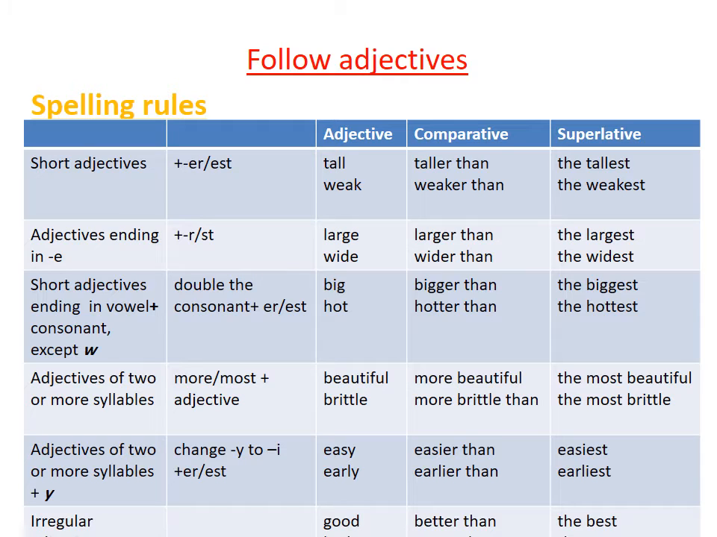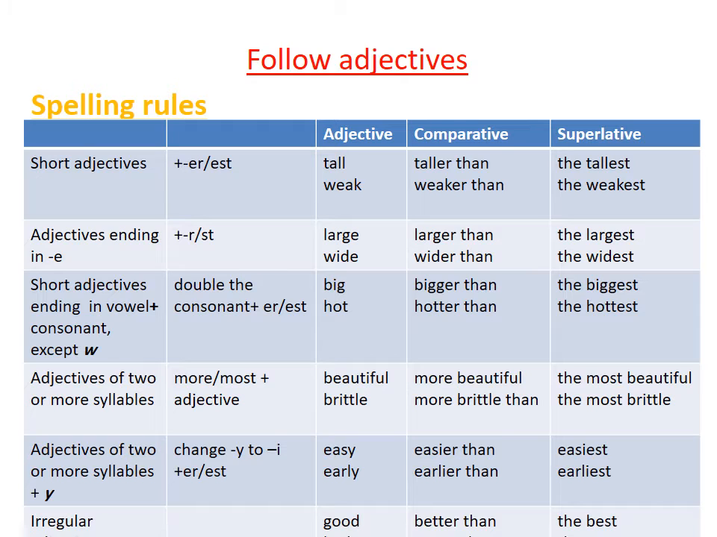So I think it is very clear how to make comparative adjectives and how to make superlative adjectives. It is very easy, okay? Let's just have a look at the spelling rules. When we add er, when we add est, there are some spelling rules that we have to know. Let's deal with them one by one. Very simple thing.